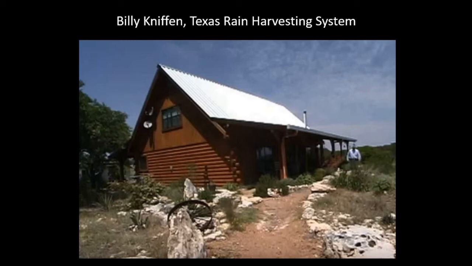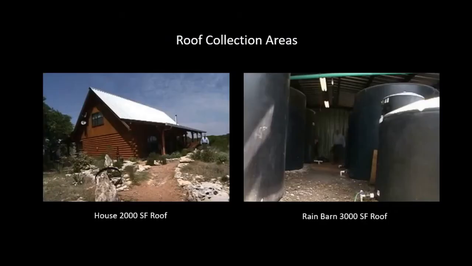And this is his home. He and his wife live in it, and they're in Texas. And as I recall, they get 15 inches of rain a year. That is almost like a desert. And so with 15 inches of rain a year, the only water supply that they have is the rain that they collect. And they collect it off the roof of their house, which is a 2,000 square foot roof.